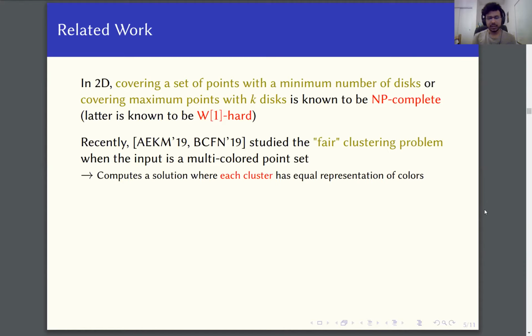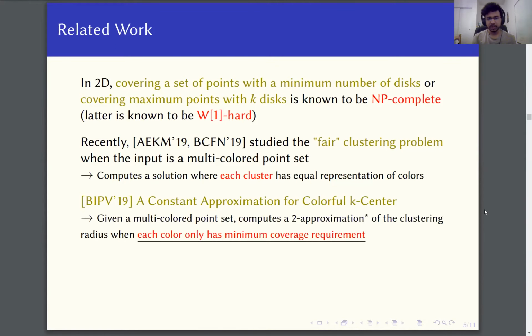Recently, Ahmadian and others, and Bera and others, studied the fair clustering problem when the input is a multicolored set of points. Their algorithm computes a solution where each cluster has equal representation of colors. Notice that this is a localized definition of fairness which can be restrictive for many real-life applications. In our work, we consider an aggregate fairness. That is, we only want proportional representation for colors in the overall covering.